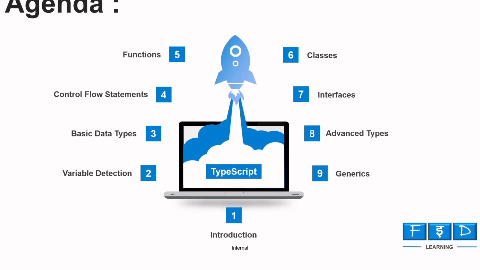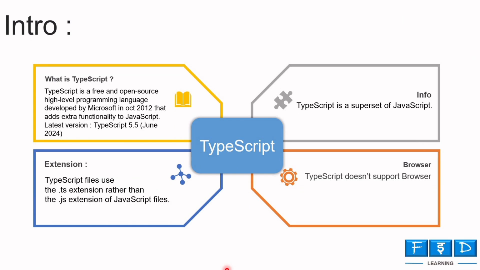So first, I'll talk on introduction. What is TypeScript? TypeScript is a free and open source high level programming language developed by Microsoft in October 2012 that adds extra functionality to JavaScript. It means TypeScript is a JavaScript with extra features that make coding easier to read, easier to write, and easier to maintain. And the latest version of TypeScript, TypeScript 5.5, was released on June 2024.